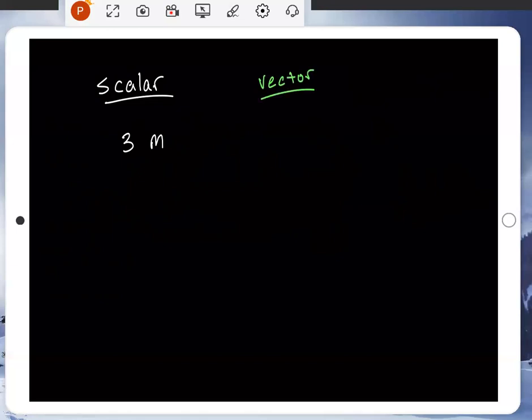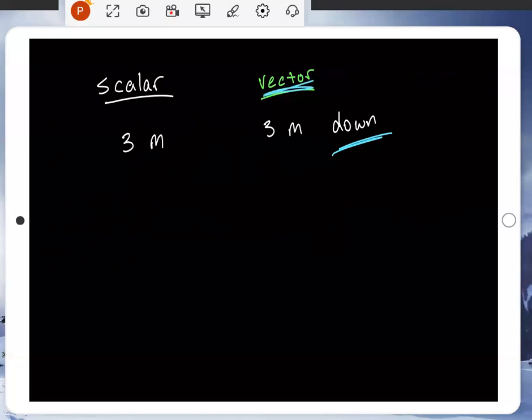Vector quantities. 3 meters, but now it's up. Now it's down. What's the difference? This is a direction. So think about going to your house or going to the store, right? And you're trying to tell somebody to get to your house, and you say, go 2 miles. That doesn't help, right? Because you have to say, go 2 miles in this direction. That's the only way they can do it. And that's a good example of a vector.